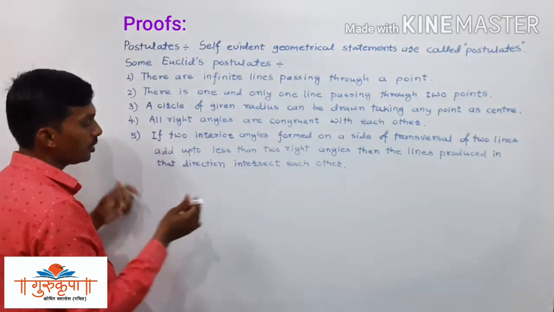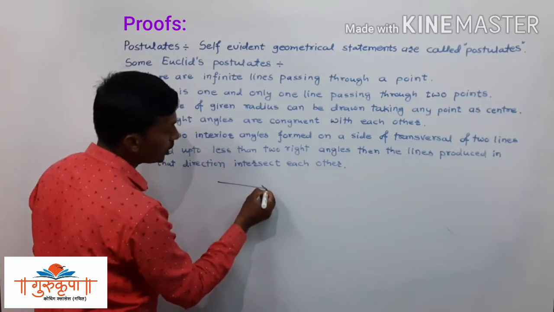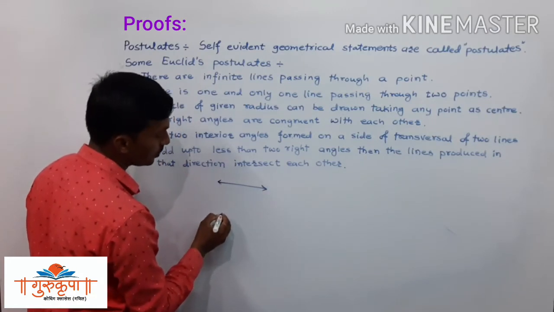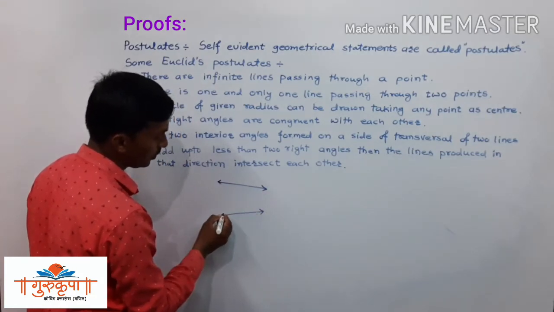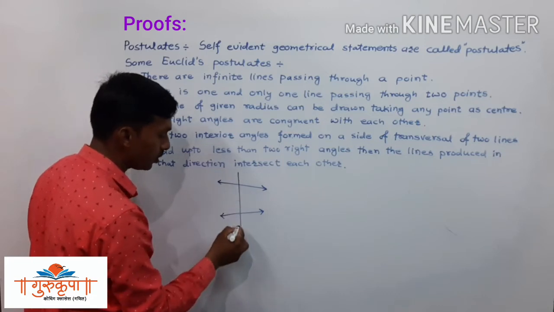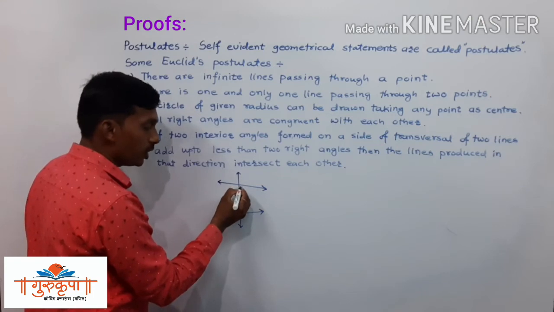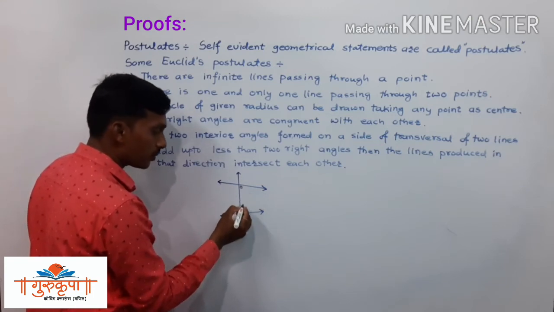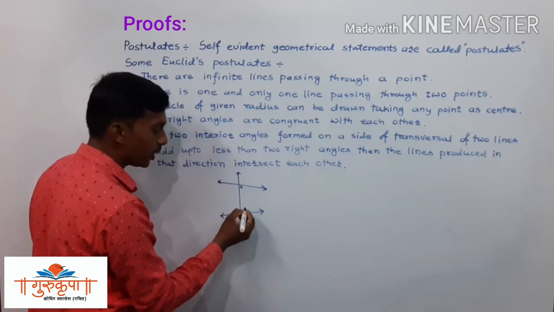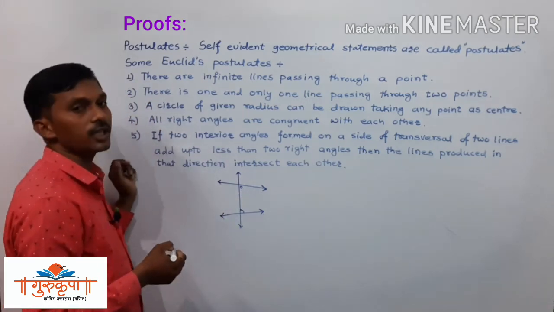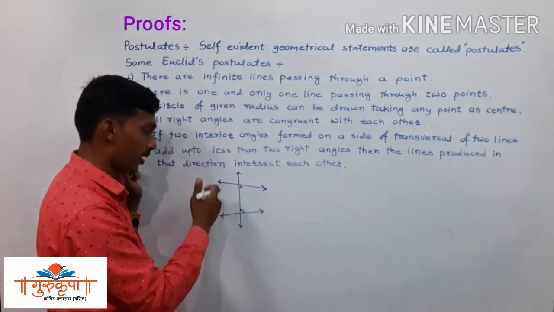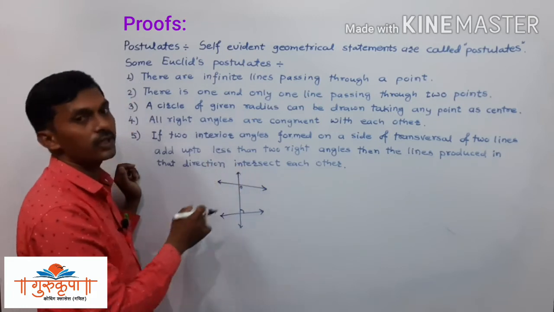Now for example, suppose here we have given two lines and we have a transversal of these two lines. Now these two angles, this angle and this angle, are called interior angles, which are on a side of the transversal.